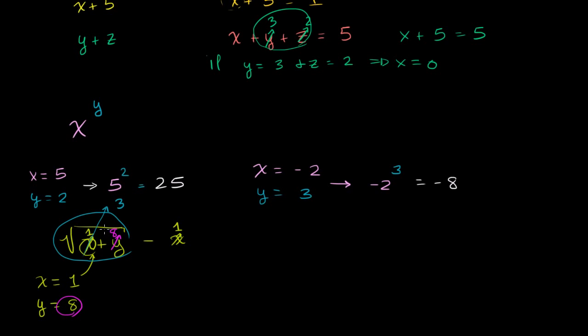In this context, when we set these variables to be these things, this whole thing would simplify to be 3. 1 plus 8 is 9. Principal root of that is 3. And then you'd have 3 minus 1, which is equal to 2.